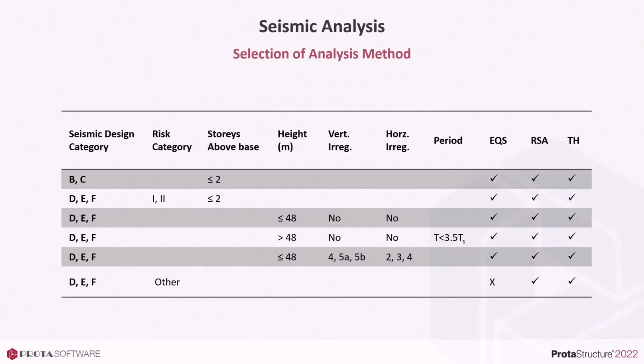Since the equivalent static load method is an approximate method and based on dominant mode behavior, it is not applicable to all buildings, especially if the building has vertical or horizontal irregularities which lead to higher mode effects. Also, if the building height is beyond specific limits or spectral accelerations are high, again the equivalent static load method may be limited by the seismic codes. The table here is only an example from US codes. ProtaStructure conducts the applicability checks for the analysis methods for the selected code of practice and warns the user if EQS analysis is not appropriate for the building.